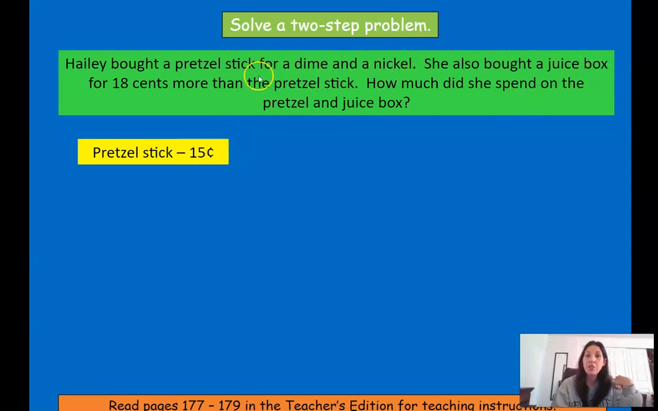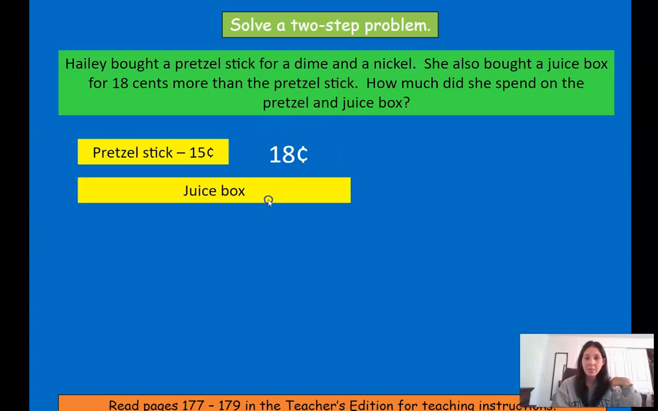So then she bought a juice box for 18 cents more than the pretzel stick. So the juice box was 15 cents plus 18 more cents, because it was 18 more cents than the pretzel stick. So you can show this like this, okay? So you've got your 15, and then this part is your 15, and then we have 18 more. So now what do we need to do?